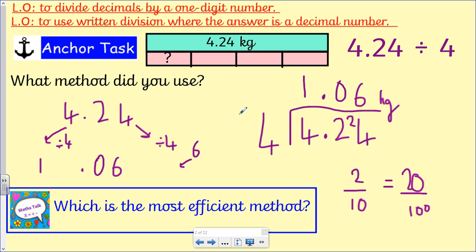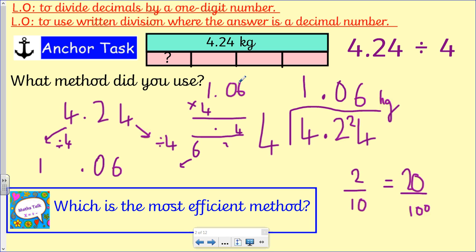Okay. Now, just a little way of checking that, you could do a little inverse method based on what we did yesterday. I'm going to have to really squeeze this in here. So this was Tuesday's lesson. So I can do 4 times 6 is 24.